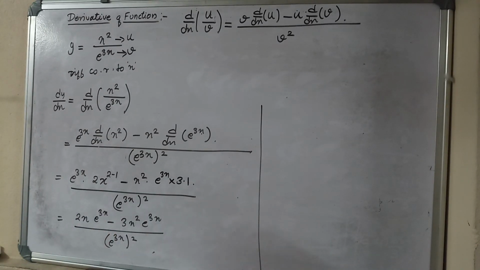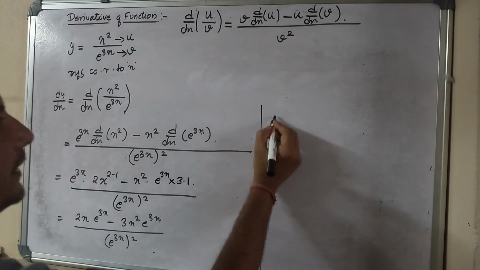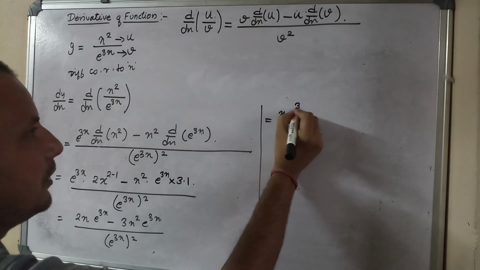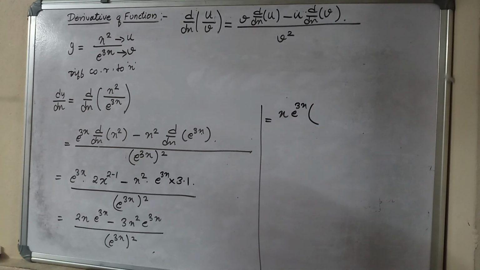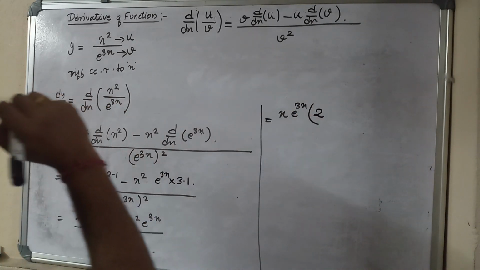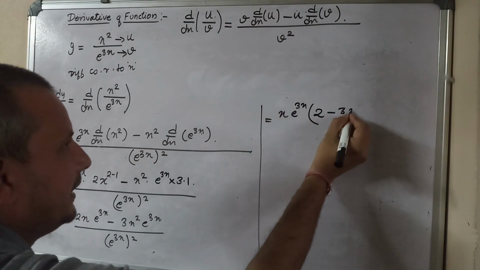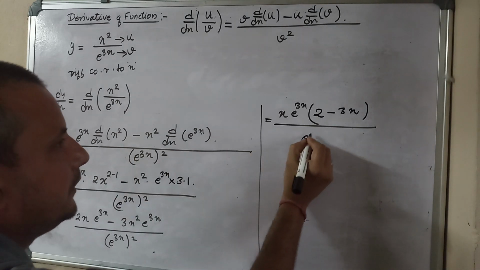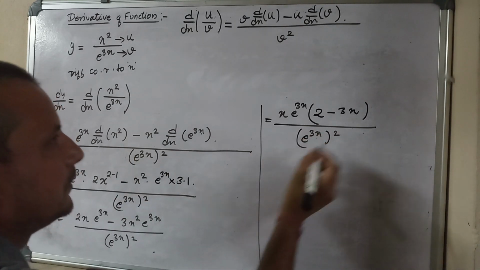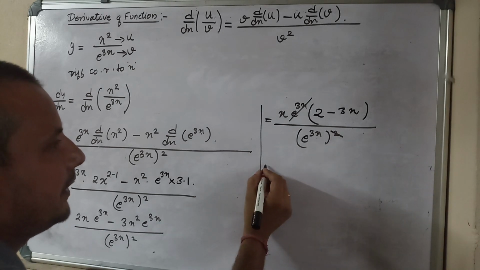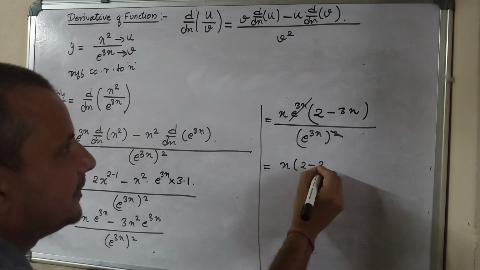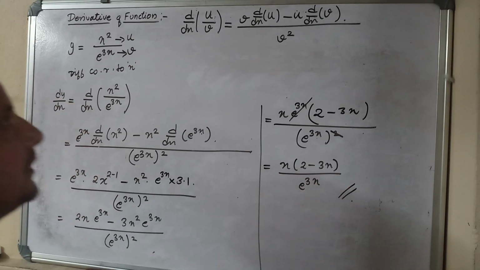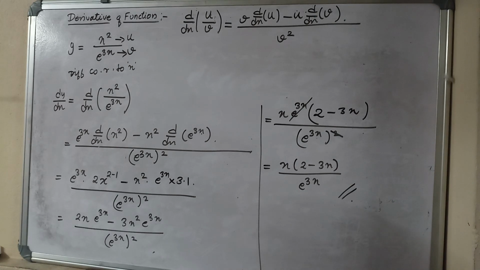Now what is common in the numerator? I'll take x common and e to the power 3x common. If I take x and e to the power 3x common, then it will be 2 over here minus 3x, by e to the power 3x whole square. So we can cancel this and this. The final answer will be x into 2 minus 3x over e to the power 3x. Hope you understand these things. It's an application of the u upon v formula.